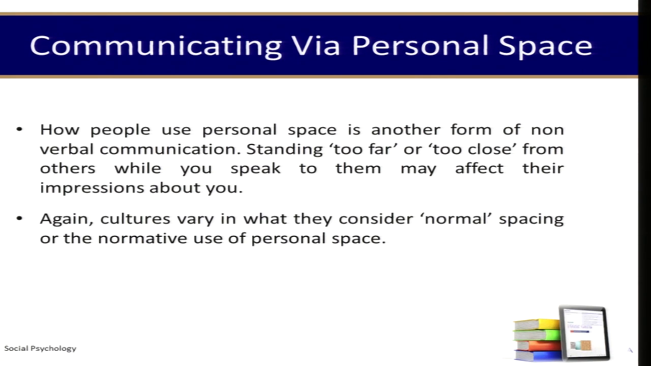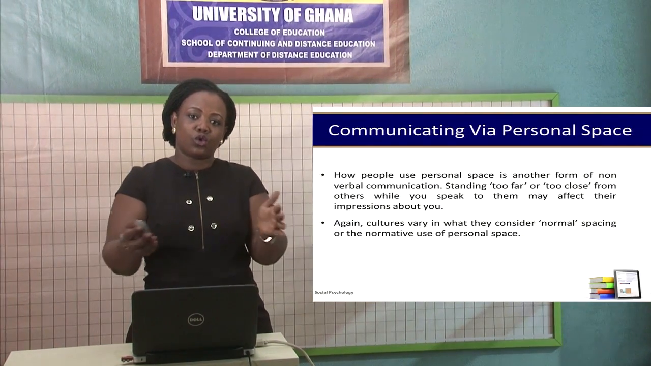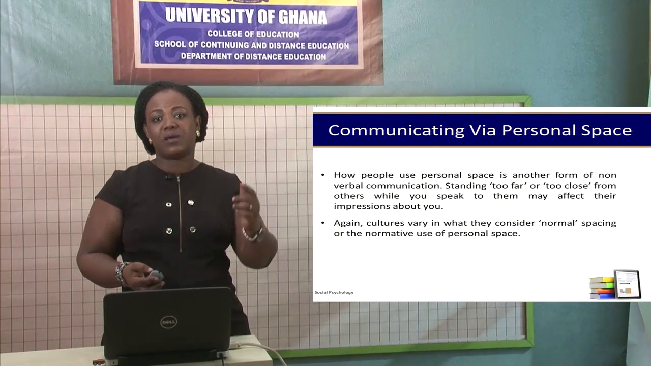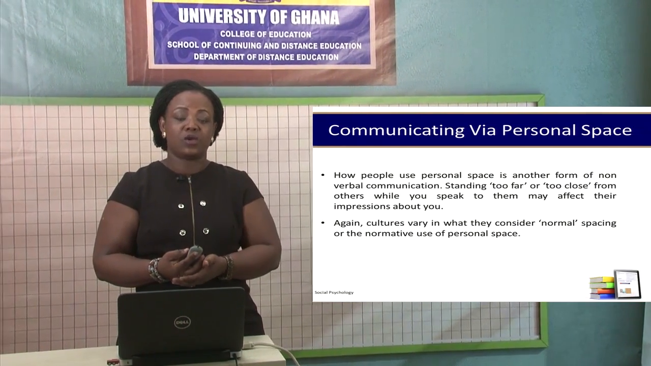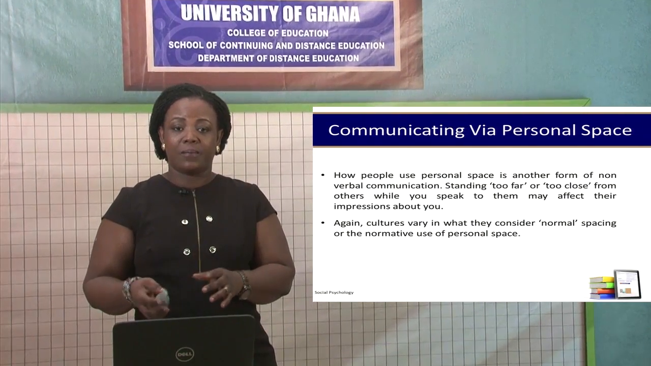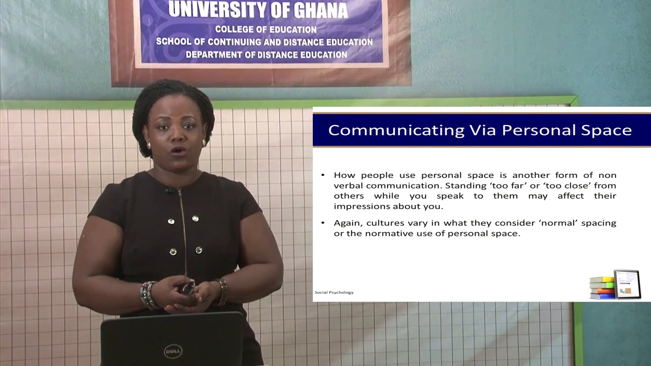You can communicate through personal space, right? So how you use personal space can send certain messages across to people. Whether you are standing too far or too close to a person, or sitting too far or too close to a person, may suggest their impressions about you. It may suggest confidence or the lack of confidence. But what is normal depends on the particular culture or context.